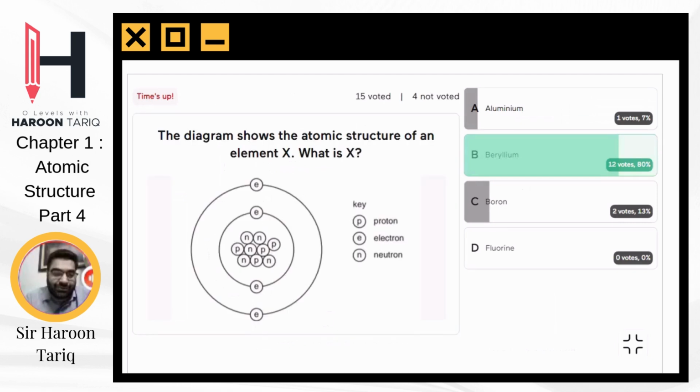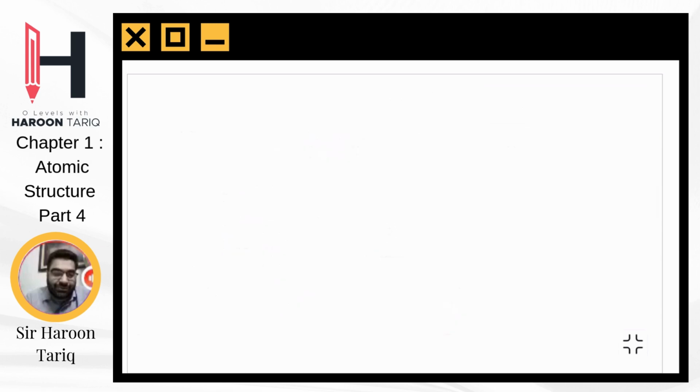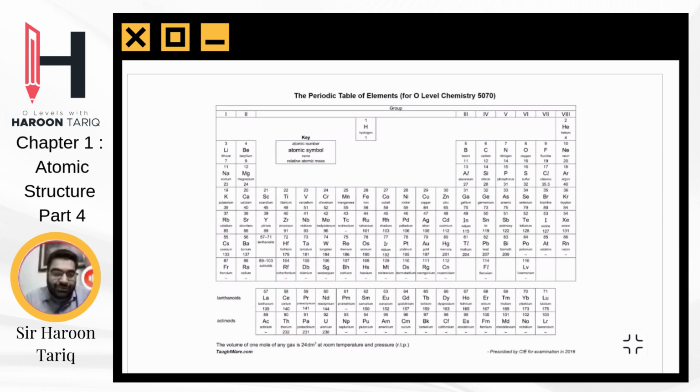The diagram shows an atomic structure of an element X. What is element X? Count the number of protons. 1, 2, 3, 4. P's are protons, as the key suggests. So we need to look for an element that has 4 protons. So let's go to the periodic table. Beryllium. You see the smaller number is the proton number, 4.